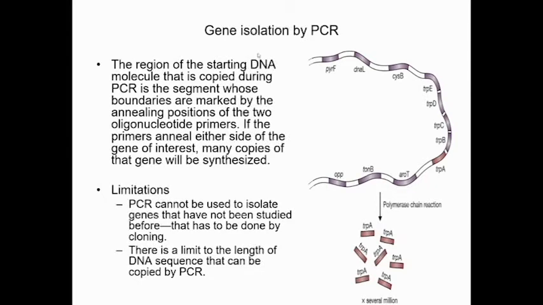But the point is that for gene isolation by PCR, you will need to know the sequence. Then you will be able to perform the PCR to replicate, to duplicate this piece of DNA, and so perform gene cloning, gene isolation by PCR.